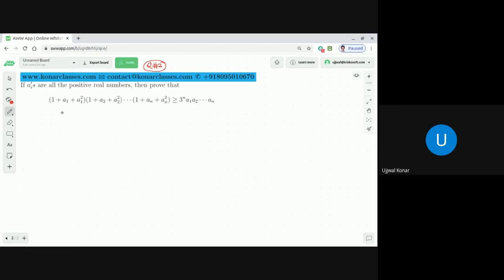If we purely look into these three numbers 1, a1, a1 square, what can we see? Their arithmetic mean is going to be (1 + a1 + a1²) divided by 3, correct, dear students? And what will be their geometric mean? Can someone please tell me what will be their geometric mean?